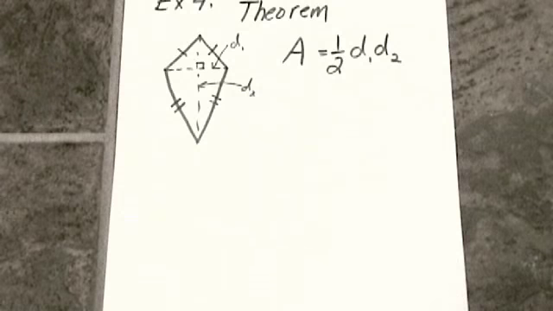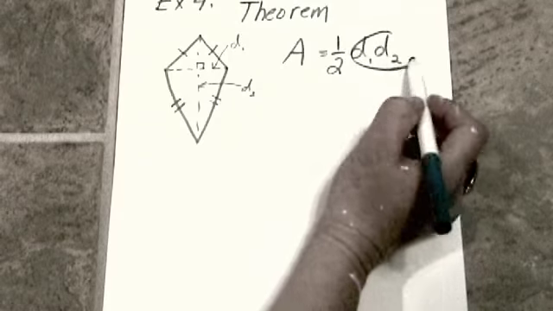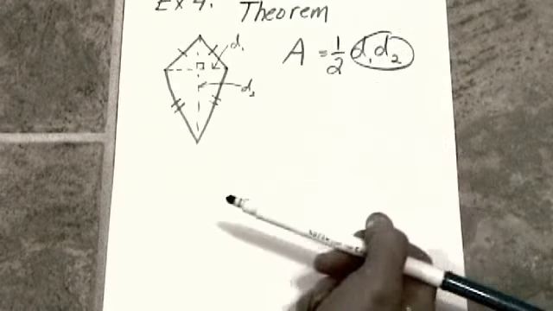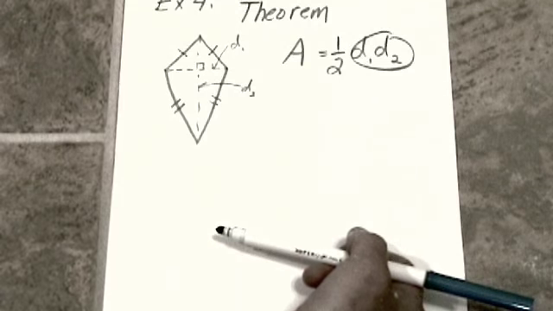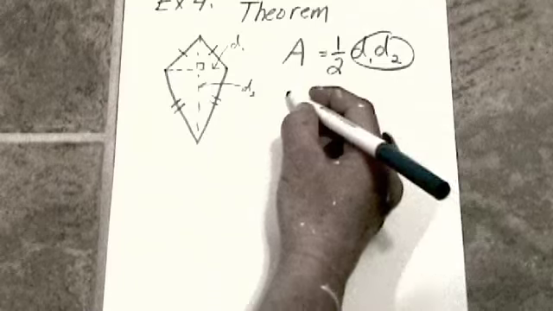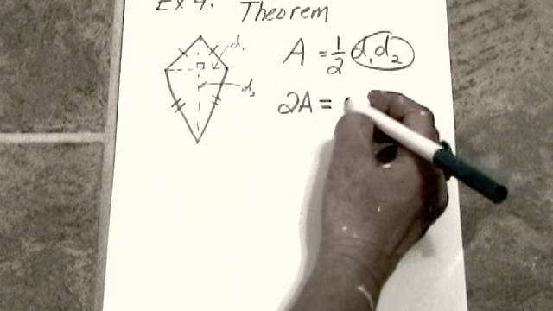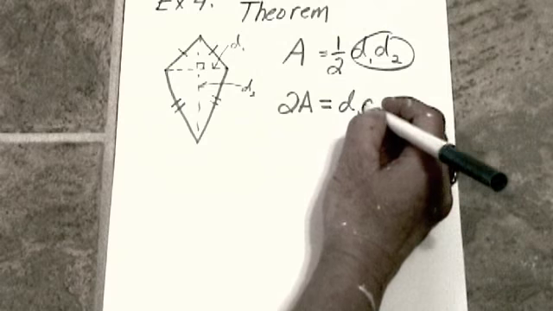Now, here's a question. What do we know is always true about the product of d sub 1 and d sub 2? Now, to figure that out, all we got to do is rearrange the formula and get the product of d sub 1 and d sub 2 by itself. Okay, to get this by itself, we'd have to remove the 1/2. Well, the way you remove the 1/2 is to multiply by its reciprocal. Its reciprocal is 2, so 2 times the area of the quadrilateral will always be equal to d sub 1 times d sub 2.